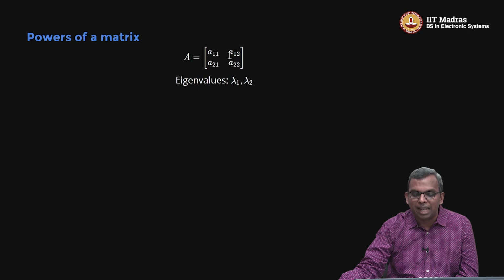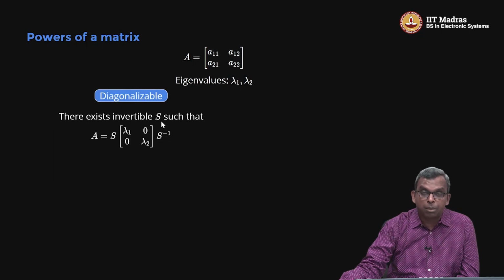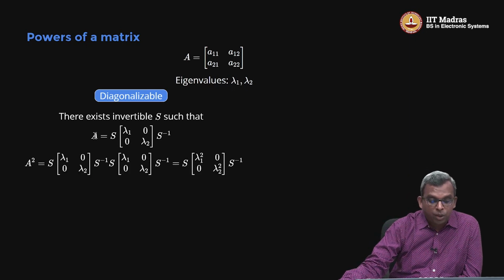Okay. So, you have a matrix A here, with entries A11 and so on real numbers, of course, and eigenvalues lambda 1, lambda 2. You can have two situations, right? It could be diagonalizable, in which case there exists an invertible S such that A is S times the diagonal matrix lambda 1, 0, 0, lambda 2, times S inverse. The columns of S are basically the eigenvectors corresponding to lambda 1 and lambda 2, right? We know how to do this. Okay. So, now what happens when you have A equals S diagonal S inverse?